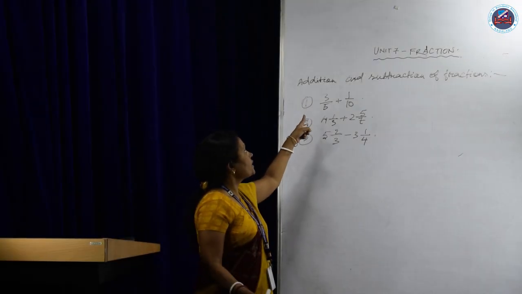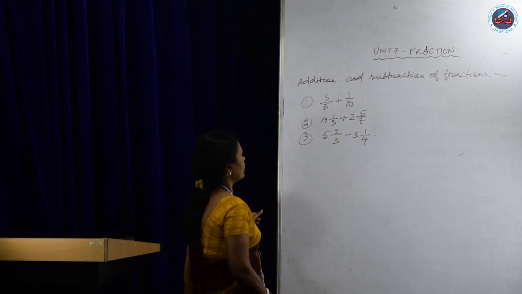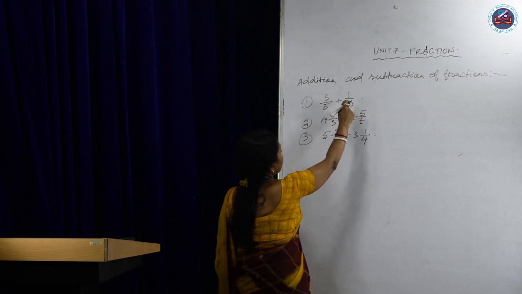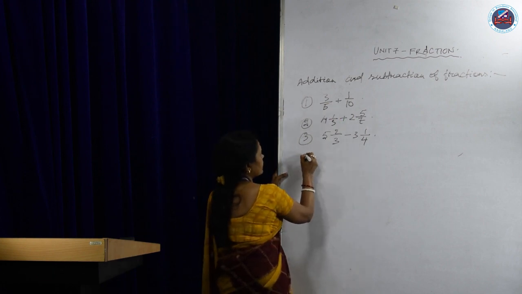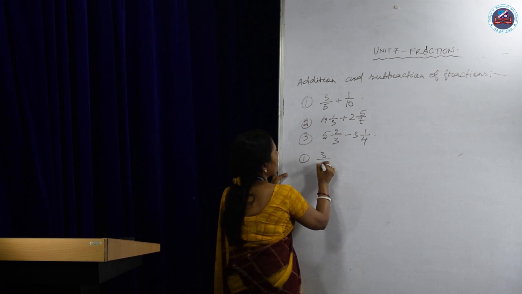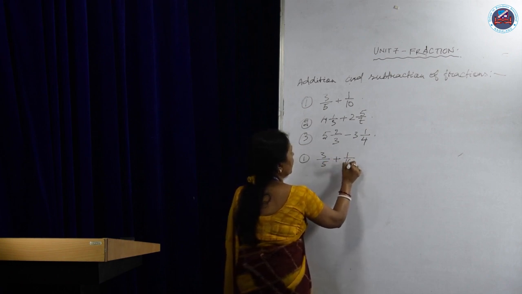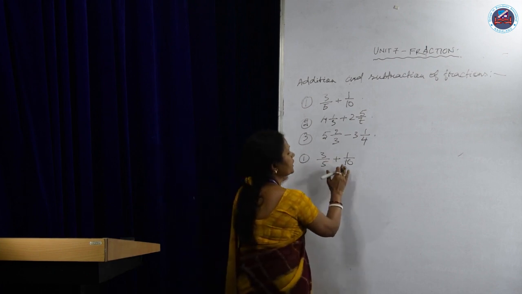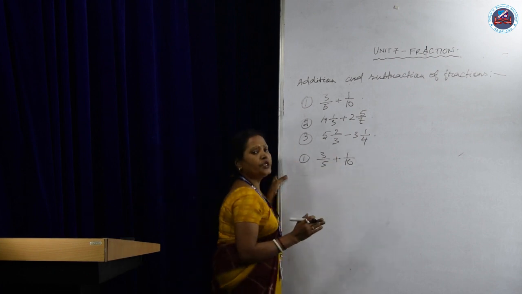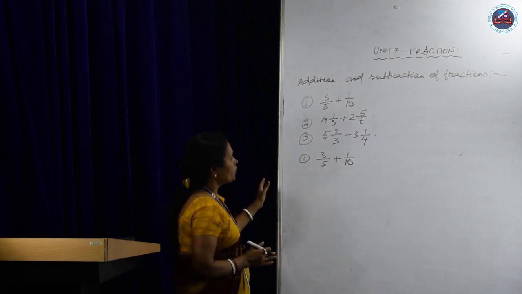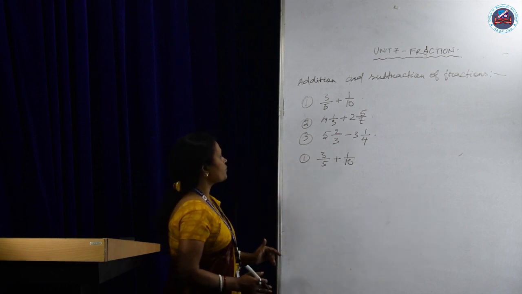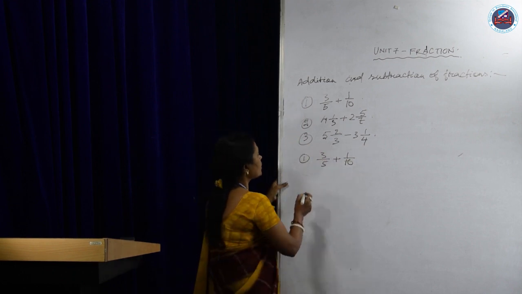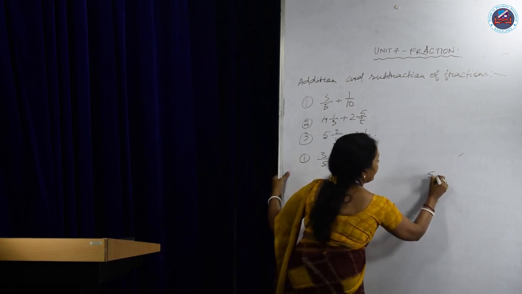Now the next subtopic is addition and subtraction of fractions. So I have taken down 3 questions here. One is 3 by 5 plus 1 by 10. I solved the first sum, that is 3 by 5 plus 1 by 10. How to work it out? For this, here also you need to convert the denominators into a common denominator. The first step you have to follow is to find the LCM of the denominators. Your denominators are 5 and 10.